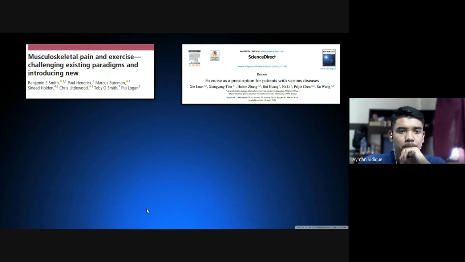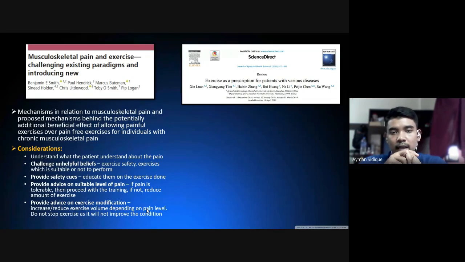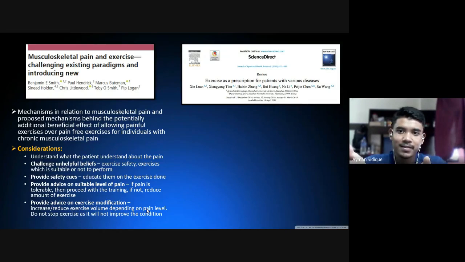Next, an article by Smith and others, musculoskeletal pain and exercise, challenging existing paradigms and introducing new ones, where they focus on the mechanisms related to musculoskeletal pain and how this proposed mechanism can actually benefit painful exercise over pain-free exercise in people with chronic musculoskeletal pain. Some of the considerations that they suggested is to understand what the patient understands about the pain. The health professional needs to understand what the patient actually knows about the pain.